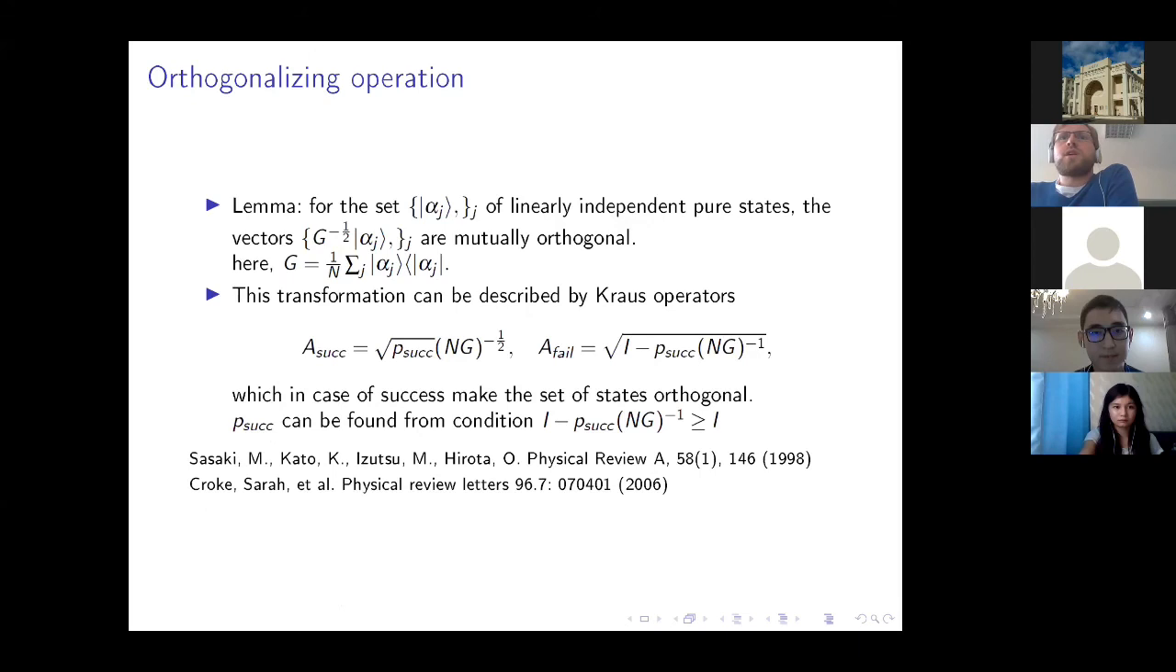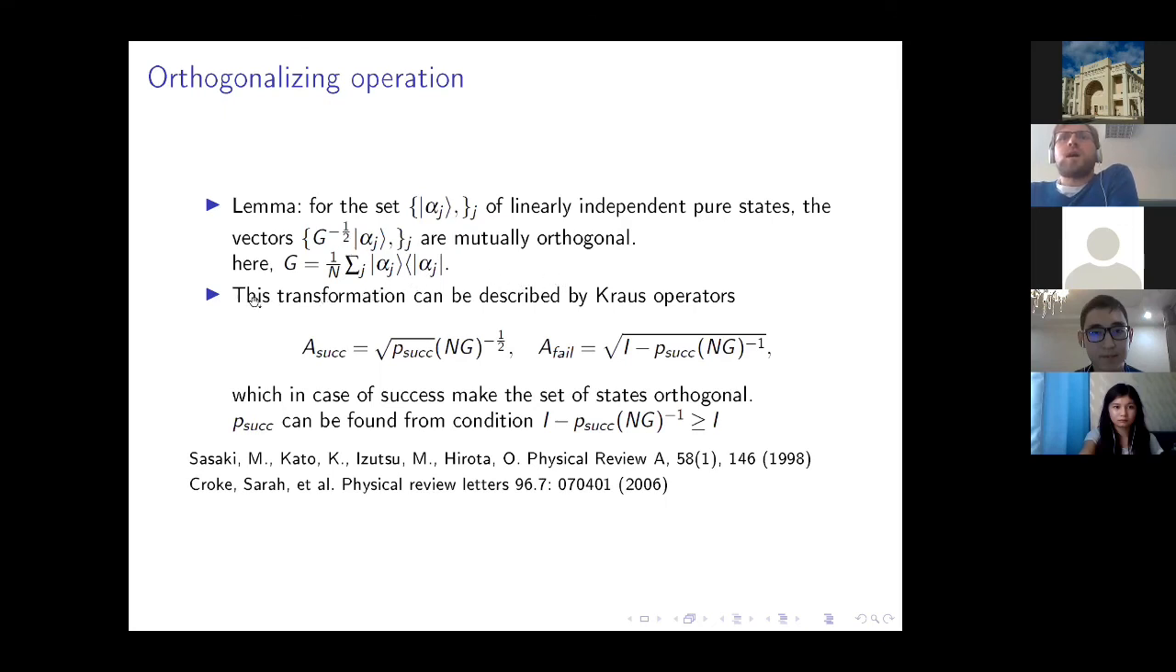First, let us consider the orthogonalizing operation for the set of linearly independent pure states. In the paper mentioned here by Tasaki and others, there was a theorem which states that if we have the set of linearly independent pure states, then such vectors are mutually orthogonal. Here, G is a Gramian operator, which is a convex combination of the vectors of their density matrices.